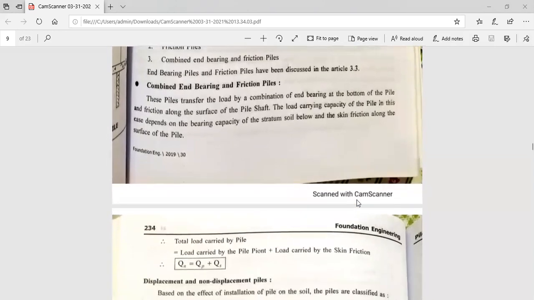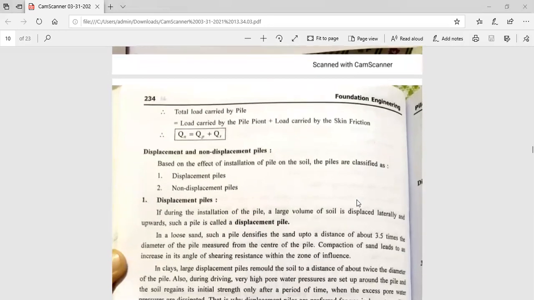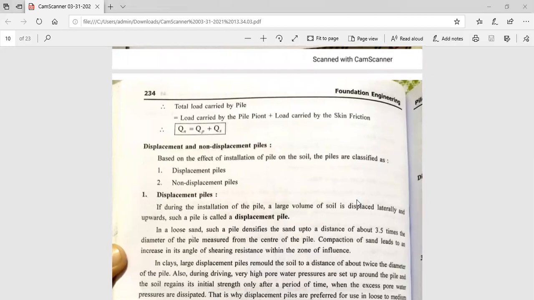These piles transfer the load through a combination of end bearing at the bottom of the pile and the friction along the surface of the pile shaft. The load carrying capacity of the pile in this case depends on the bearing capacity of the stratum soil which is below and the skin friction along the surface of the pile. Therefore the total load carried by a pile is equal to the load carried by the pile point plus the load carried by the skin friction. So the equation of the load carrying capacity is Qu equal to Qp plus Qs. Qp means at the pile point and Qs means skin friction, right?